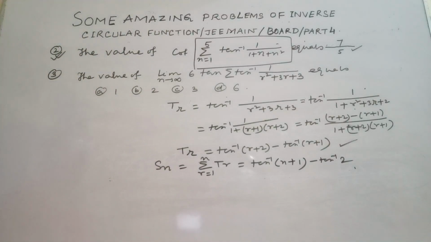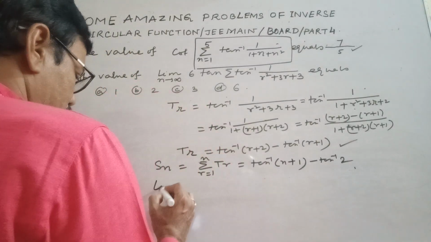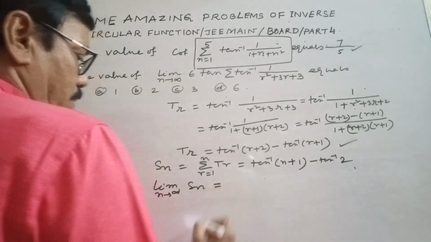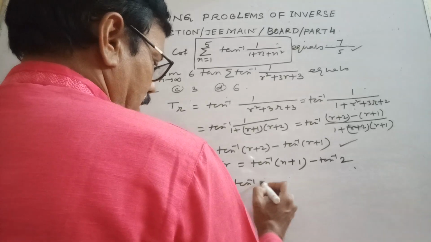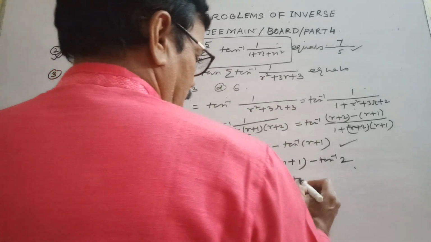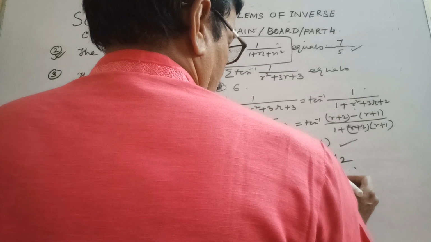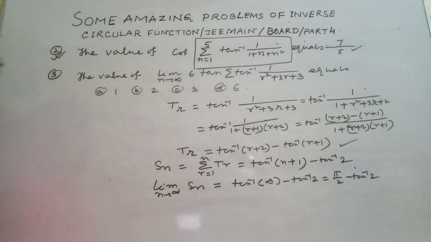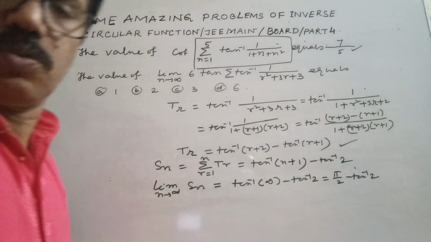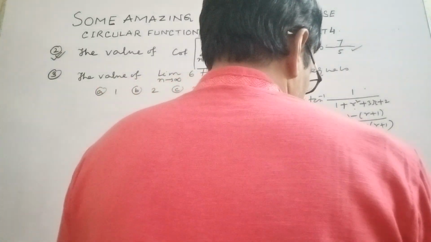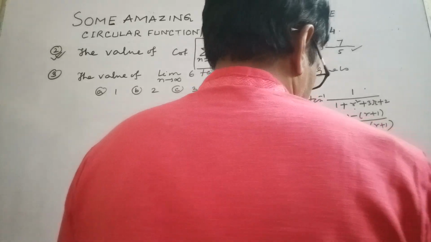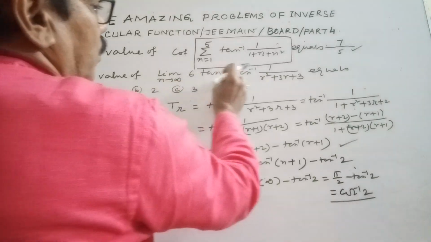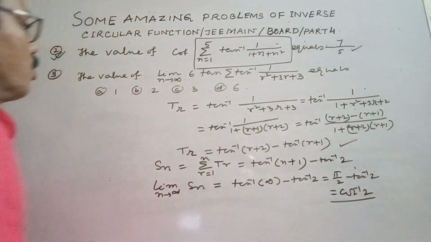This is Sn. So limit n tends to infinity Sn, that is n is replaced by infinity. So tan inverse infinity minus tan inverse 2. Tan inverse infinity is pi by 2. So pi by 2 minus tan inverse 2. So now this is cot inverse. So finally, n tends to infinity, this is cot inverse 2.